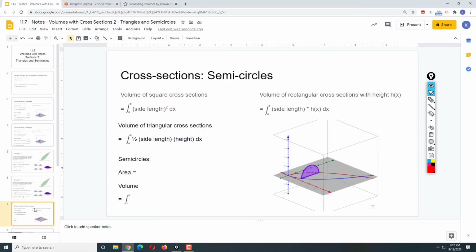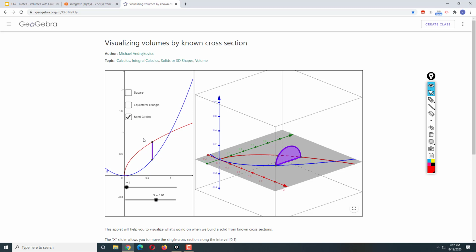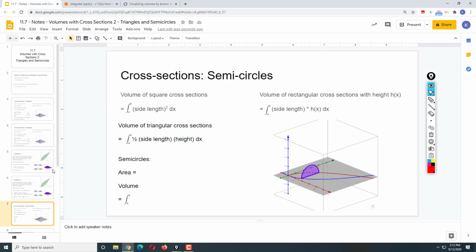Next, semicircles. So instead of triangles like this, we have semicircles. Semi just means half of a circle. So our cross-sections will look like this, and the entire solid will look like this.